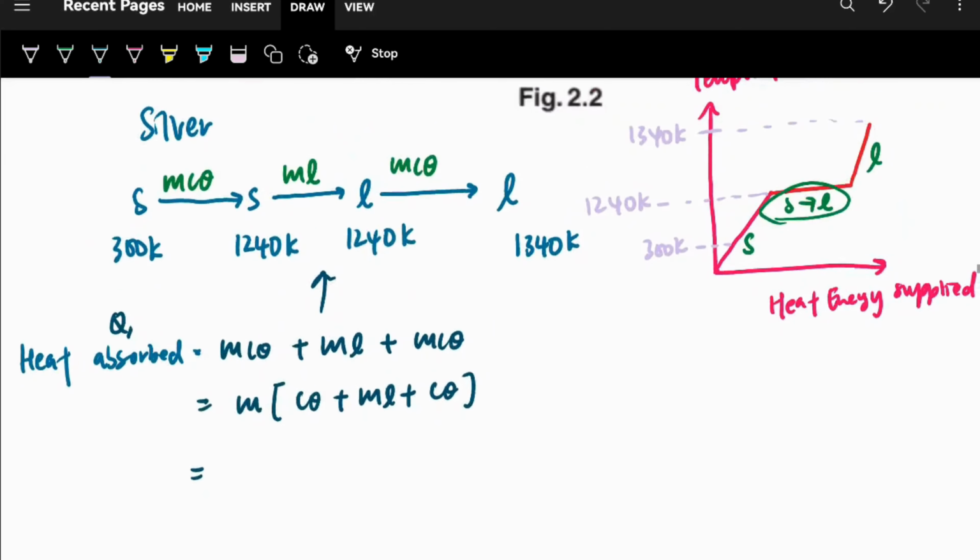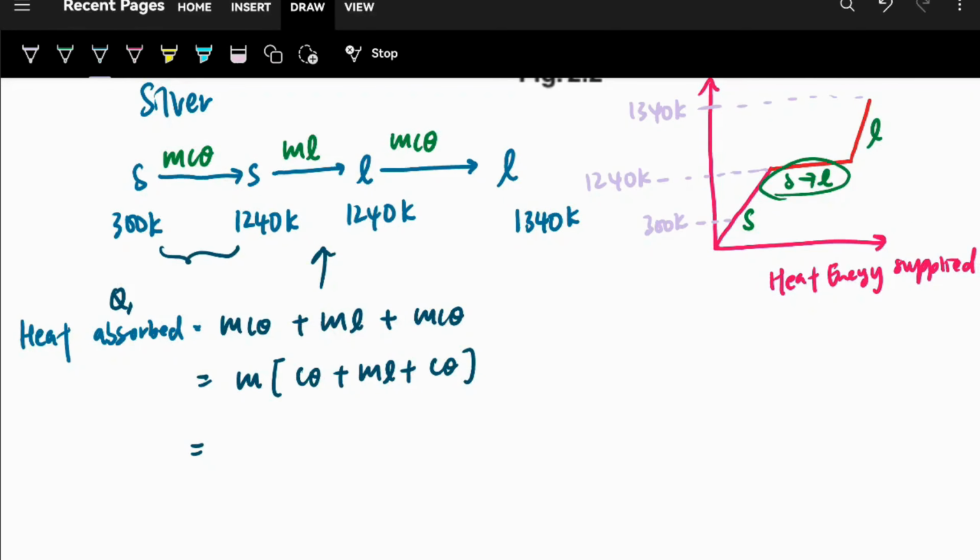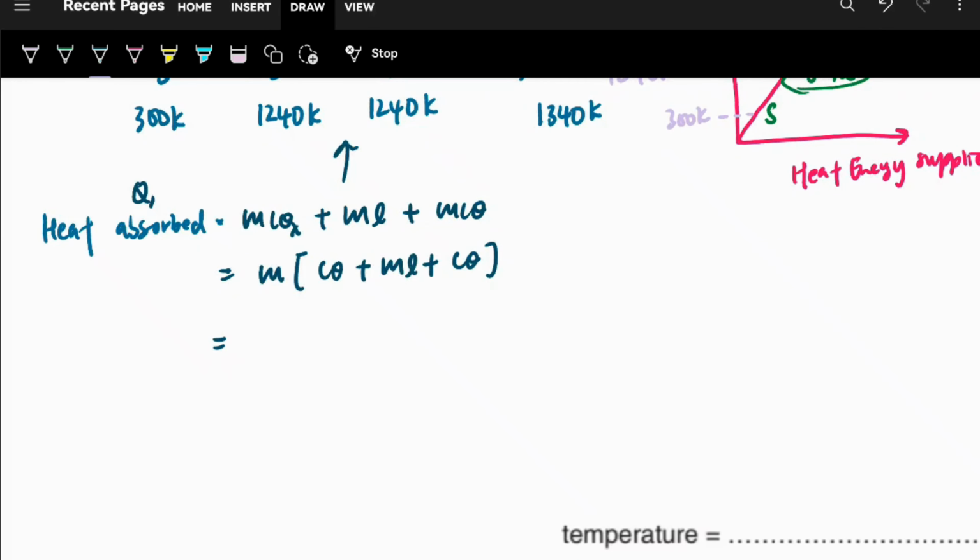Also, the theta here and here are not the same, okay? So maybe you can put X, Y, so that you don't accidentally plus C theta plus C theta. Yeah, it's not the same temperature change.